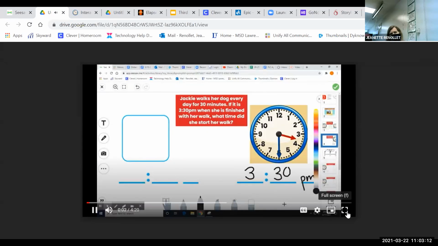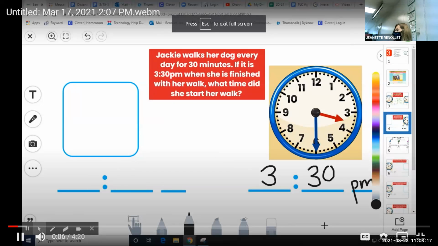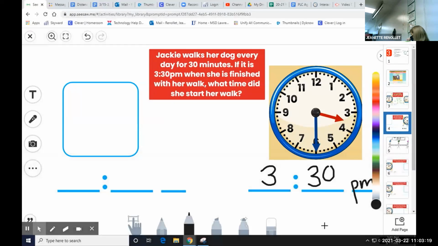Sometimes when we talk about elapsed time or time passing, we might be moving backwards in our day. Let's talk about what that means. Here we have a situation. Jackie walks her dog every day for 30 minutes. If it is 3:30 p.m. when she is finished with her walk, what time did she start her walk?